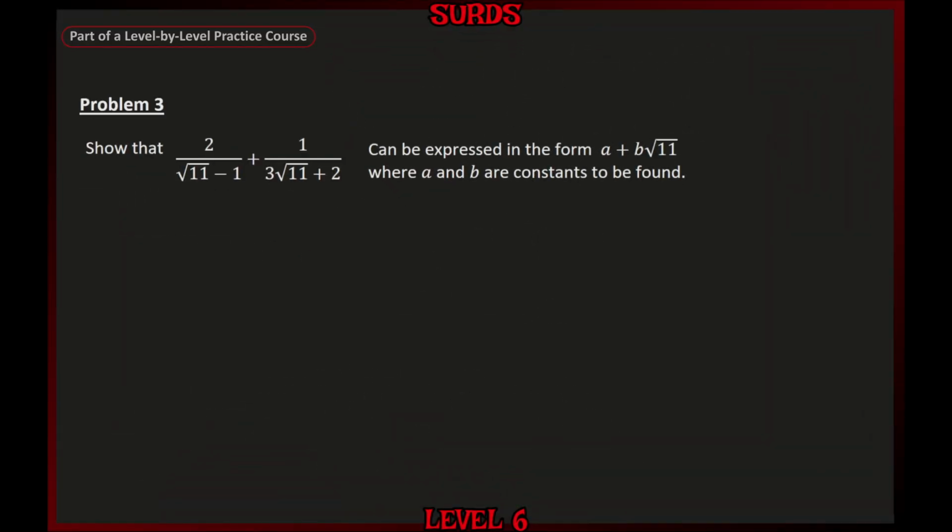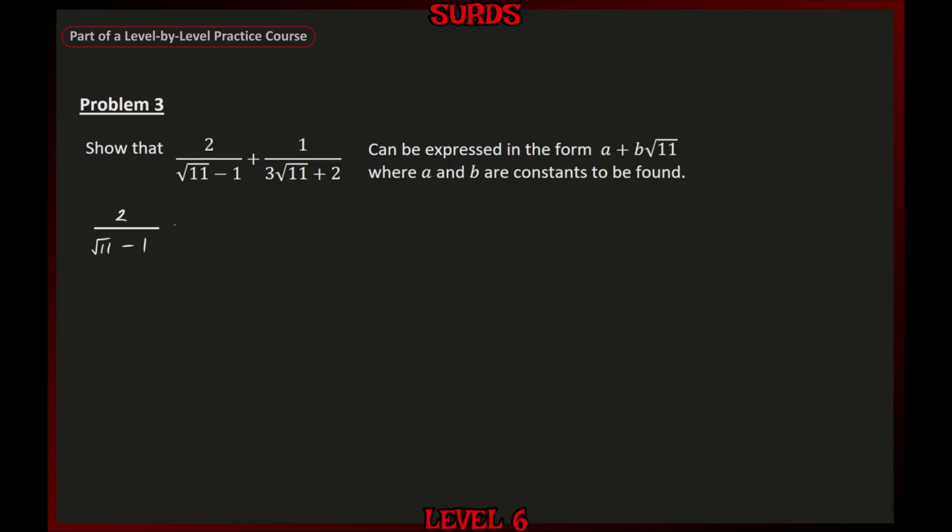In problem 3, we're asked to show that this expression can be expressed in the form a plus b root 11, where a and b are constants to be found. Now we could start by combining these two fractions straight away, but it's going to be easier if we can rationalize and simplify them before adding them together and trying to get them in the required form.